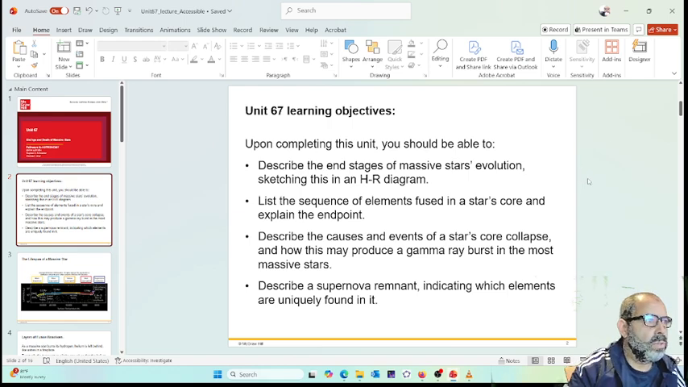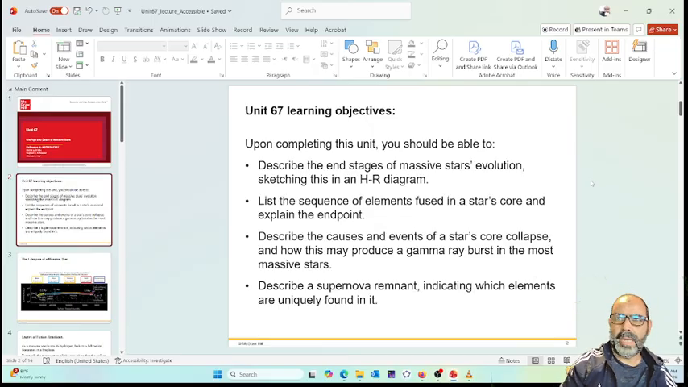And then we're going to describe the causes and events of a star core collapse, and how this produces gamma ray bursts in the most massive stars, and describe the supernova remnant, indicating which elements are uniquely found in it. Okay, so you're asking how come we have elements in the periodic table heavier than iron? Well, here is probably the role of the supernova.